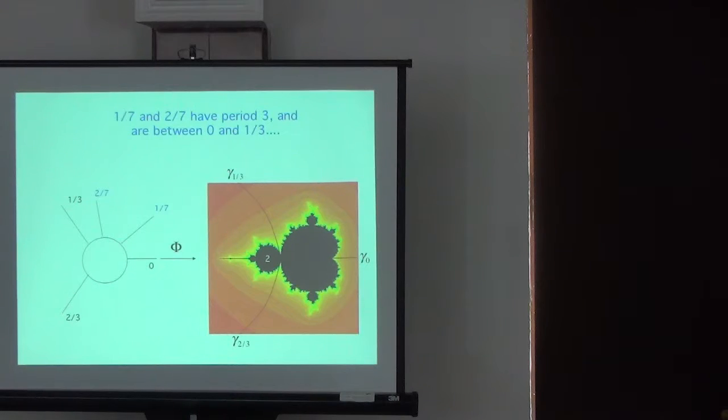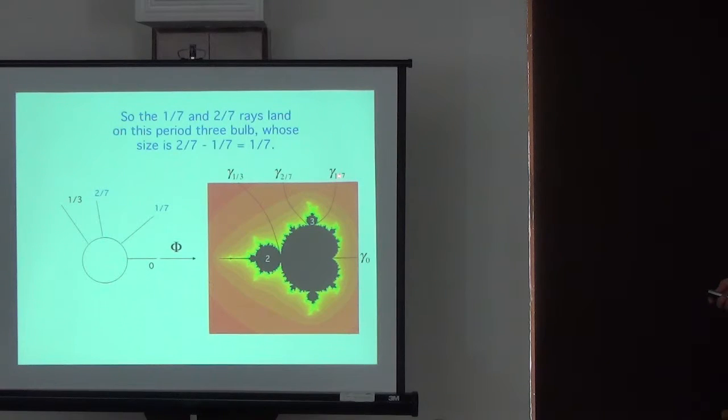And now we saw 1/7 to 2/7. Under doubling, they had period 3. 1/7 and 2/7 is somewhere between 0 and 1/3. So there must be a period 3 bulb in here. That's the landing point. The root point is the landing point of those rays. But we've seen one right there. Yes, the 1/7 and 2/7 rays land there. Okay, and now the size of this bulb, the difference between 2/7 and 1/7 is just 1/7. The size of this bulb is 1/7. Whereas the size of this bulb is 1/3, much smaller. That's how we measure the size of these bulbs.